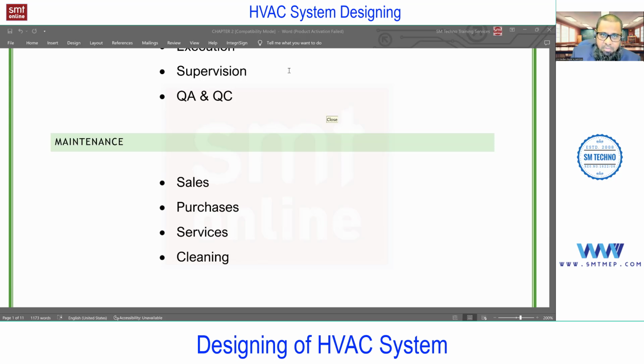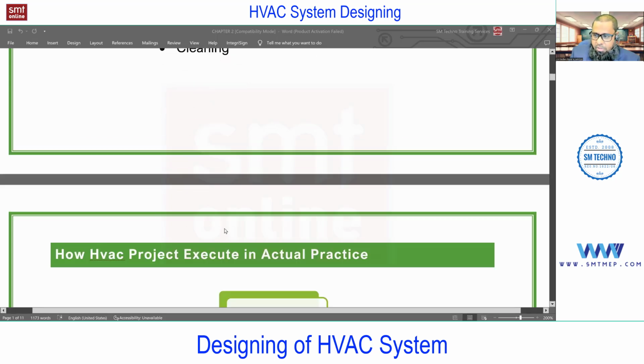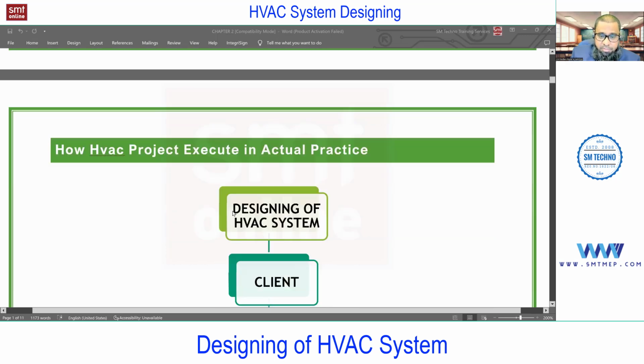Like 3 years or 5 years maintenance, they need to provide that maintenance as a part of their project scope, or it can be a separate maintenance company that includes again a sales division, purchase division, service, cleaning, etc. So this is just to get the idea. No need to write. I'll share these notes with you. Just focus on the screen. If there are any additional points, I'll inform you to write. Just focus and try to understand the process.